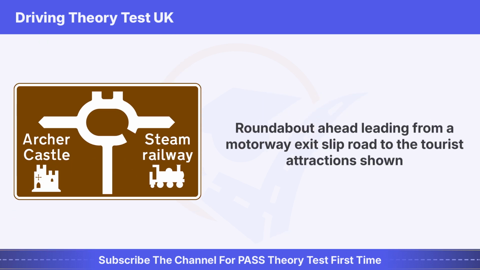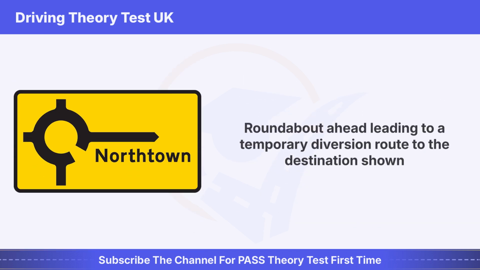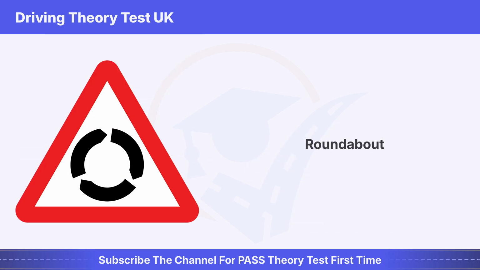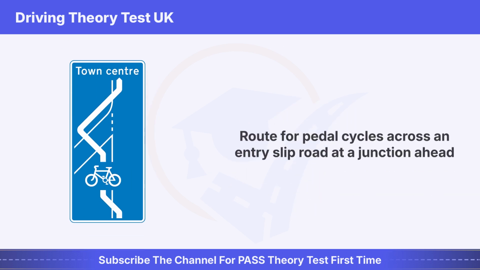Roundabout ahead leading from a motorway exit slip road to the tourist attractions shown. Roundabout ahead leading to a temporary diversion route to the destination shown. Roundabout. Route ahead only wide enough for one line of vehicles, but has passing places at intervals. Route for pedal cycles across an entry slip road at a junction ahead.